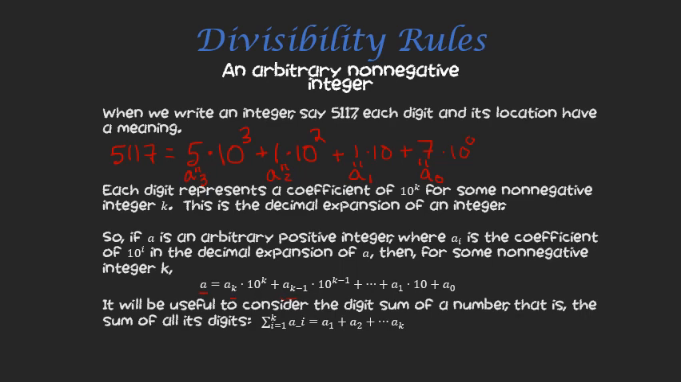It's also going to be useful to consider the digit sum. So if we take all these a sub i's and we just add them all together, that's going to be a useful thing to look at. Another thing that would be useful to look at is the alternating digit sum. So you would have a1 minus a2 plus a3 minus a4. So instead of just adding them all up, we alternate positive, negative. That'll be useful too. All right, let's see what we can do with this.